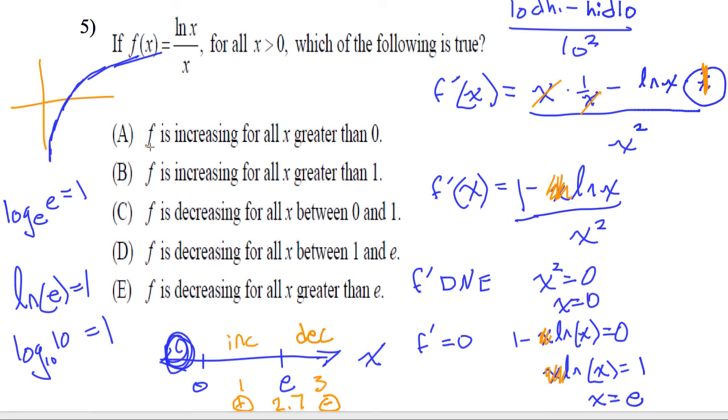All right, so A says f is increasing for everything greater than 0. It's not only up until e. F is increasing for all x greater than 1. That's not true, because it's all x between 0 and e for increasing. Decreasing is bigger than e. So it's between those, nope. Between those, nope. It's bigger or greater than e. There we go, e. E for e.